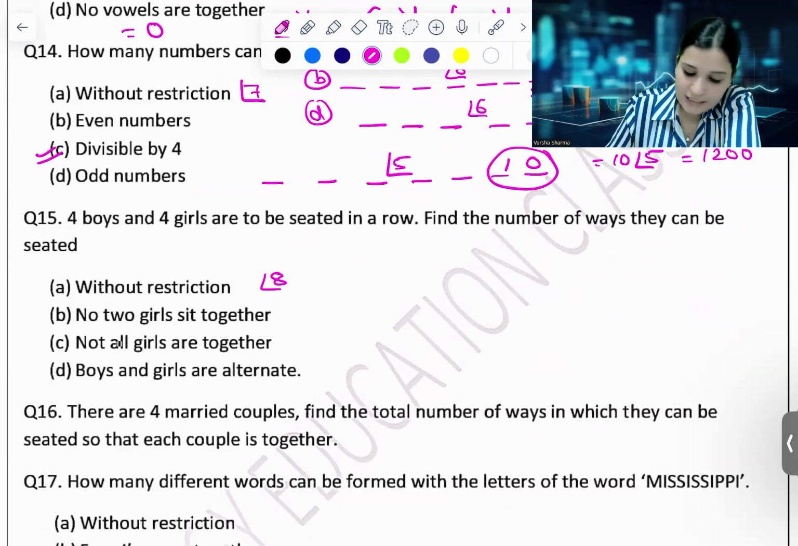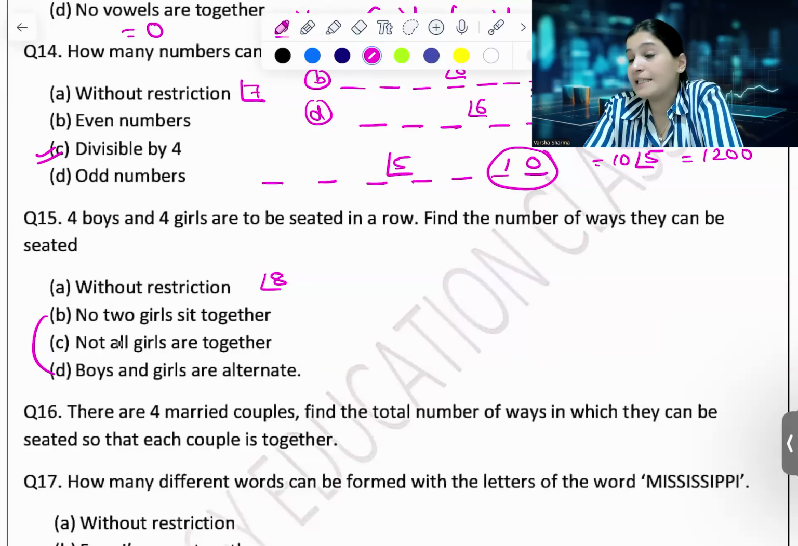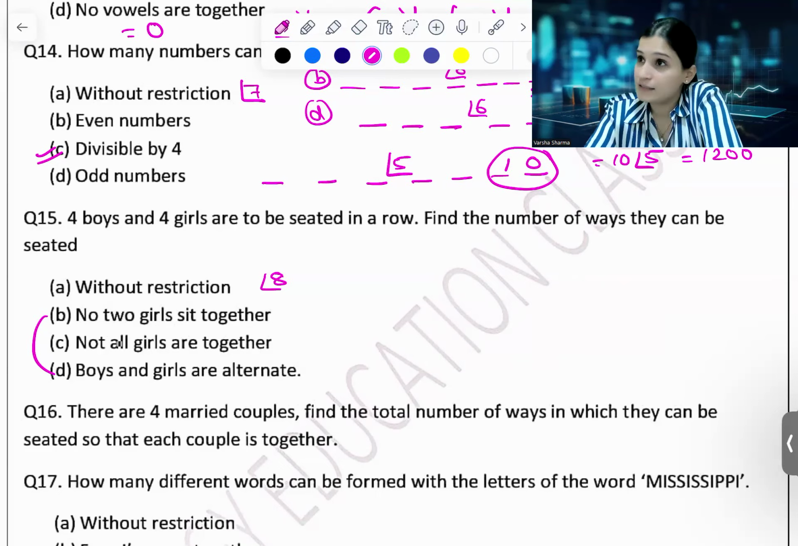Now B, no two girls sit together. My first question, is B and D same? No, because in B it says that the girls should not be together, but in D it says neither the boys nor the girls should be. So that's a different answer.